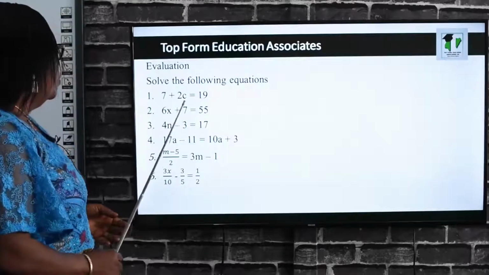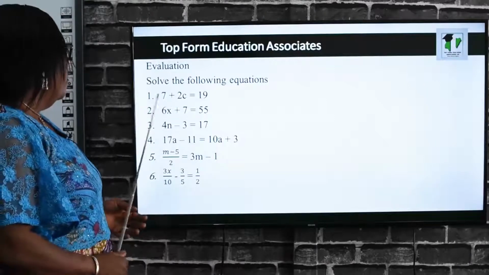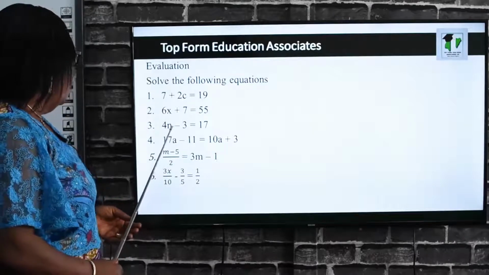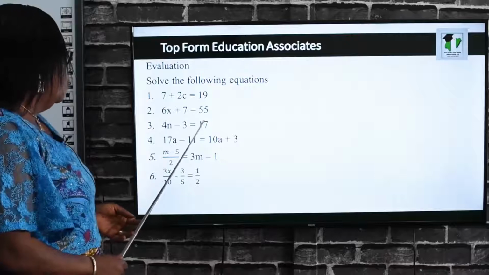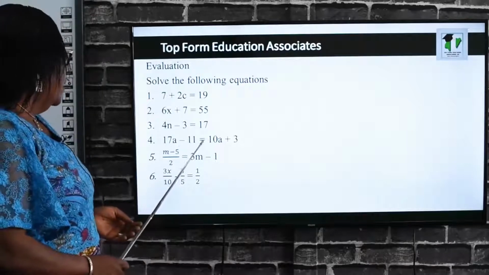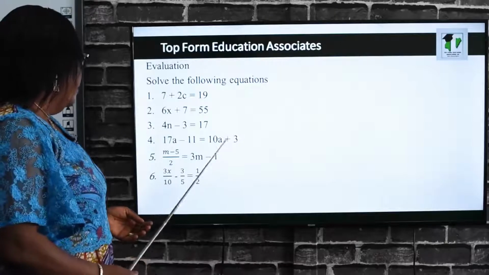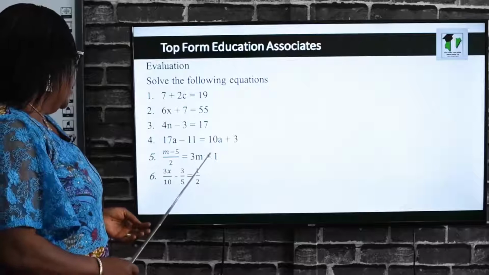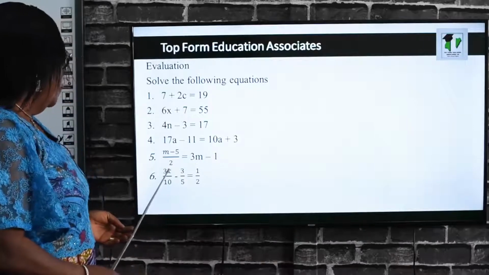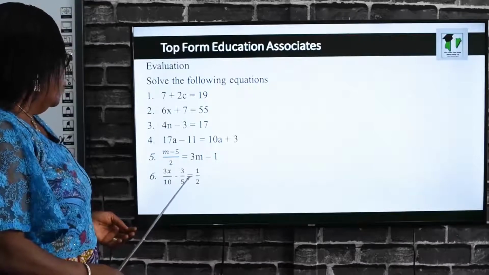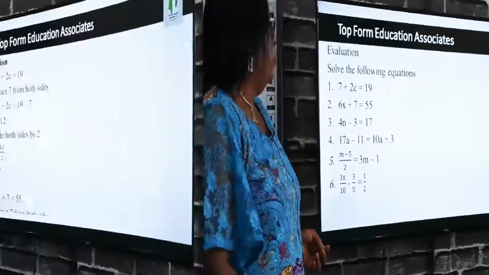1, 7 plus 2c equals 19. 2, 6x plus 7 equals 55. 3, 4n minus 3 equals 17. 4, 17a minus 11 equals 10a plus 3. 5, m minus 5 over 2 equals 3m minus 1. 6, 3x over 10 minus 3 over 5 equals half.